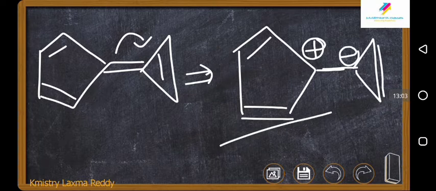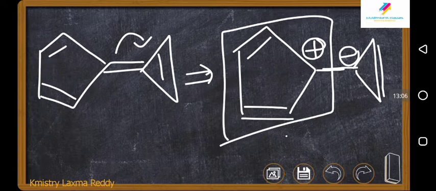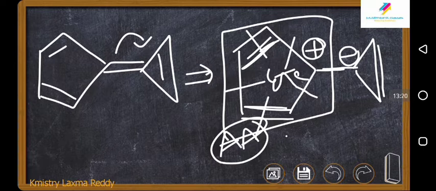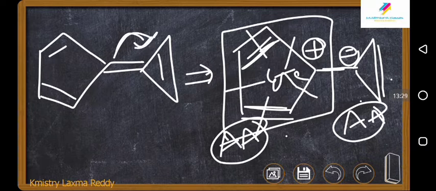Now look at this particular part. Conjugation is there: double, single, charge, and single. But the number of electrons is 2 and 2, only 4 electrons are there. 4 pi electrons means this is anti-aromatic. This part is anti-aromatic. Similarly, here also 4 electrons are there. This is also anti-aromatic. So this type of cleavage is not correct. That means this type of bond shifting is not correct.